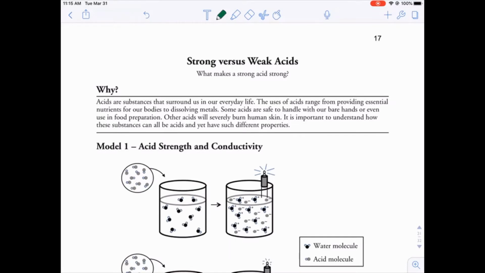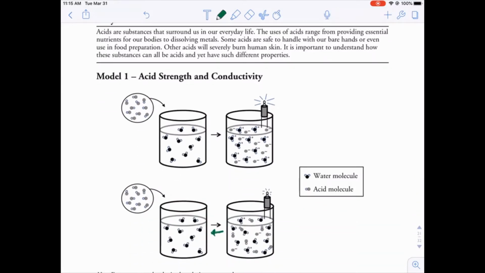So if we look at the first picture, we have water molecules in a solution, and we are adding a solution that has a hydrogen atom bonded to some cation. And when they're mixed together, you'll notice the water molecules are now H3O instead of H2O because they have picked up that hydrogen.